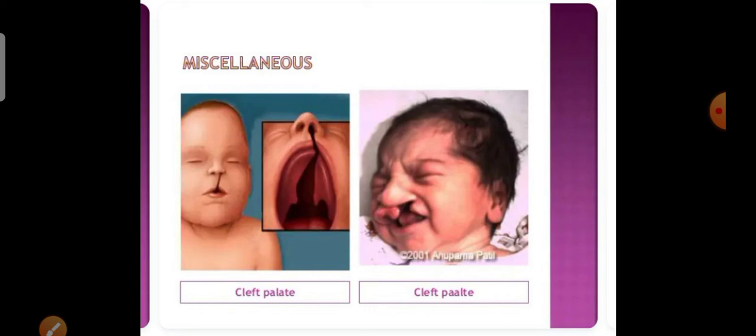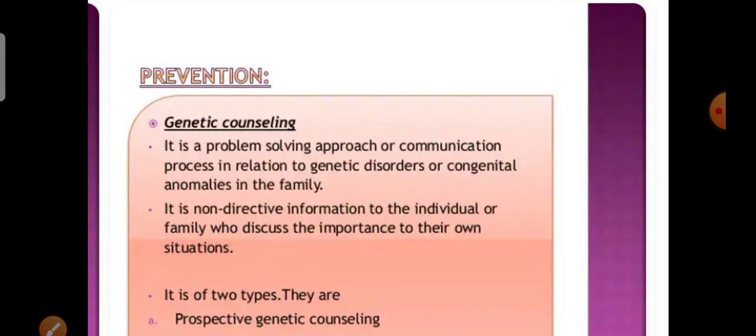In cleft lip and palate, if the problem is only the lip, we can classify it as group 1. If she has the palate region affected, we call it group 2. If she has the problem with both cleft lip and cleft palate, we call it group 3. Okay. So next, how can we prevent this?